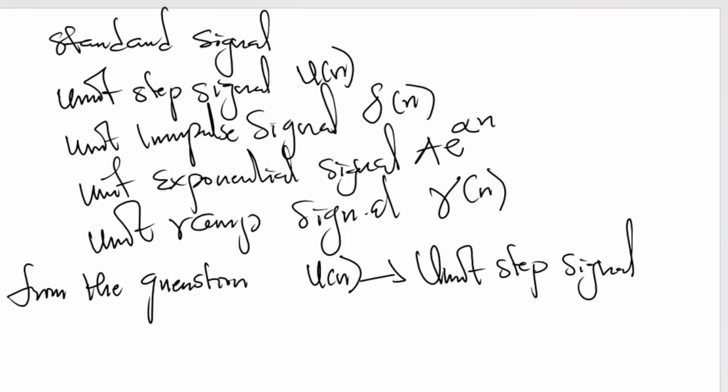Now, how do you define a unit step signal? Unit step signal is defined as u of n equals 1 such that n is greater than or equal to 0, and u of n equals 0 such that n is less than 0. This is the definition of the unit step signal. Now, let's go back to our question.